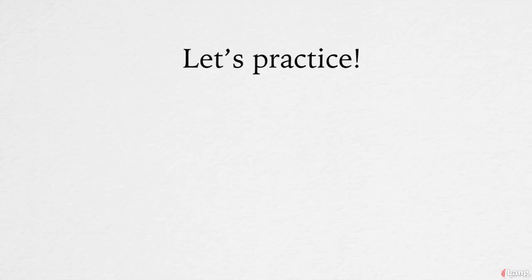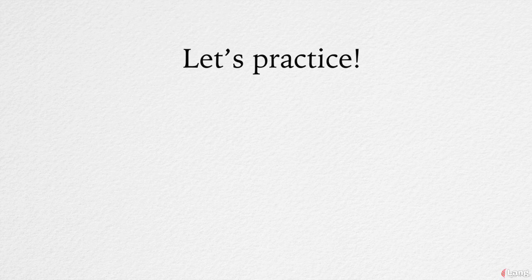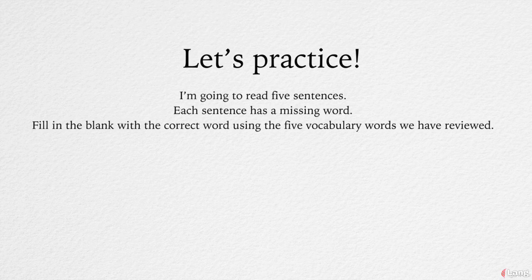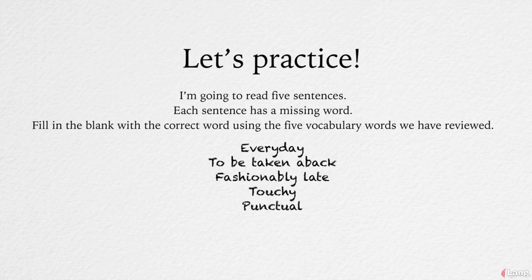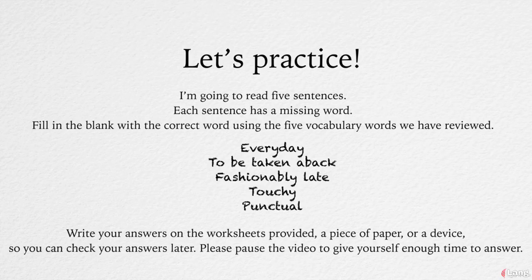Let's practice the first 5 vocabulary words we've gone over. Then we'll move on to words 6 through 10. I'm going to read 5 sentences. Each sentence has a missing word. Fill in the blank with the correct word using the 5 vocabulary words we have reviewed. Write your answers on the worksheets provided, a piece of paper, or a device so you can check your answers later. Please pause the video to give yourself enough time to answer.